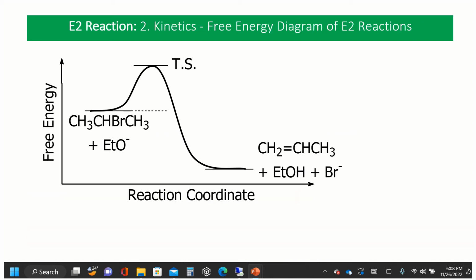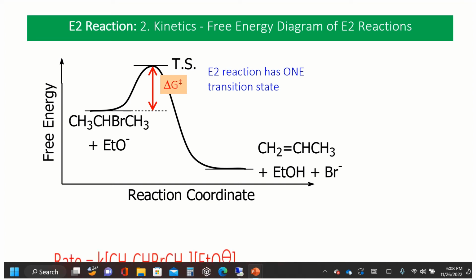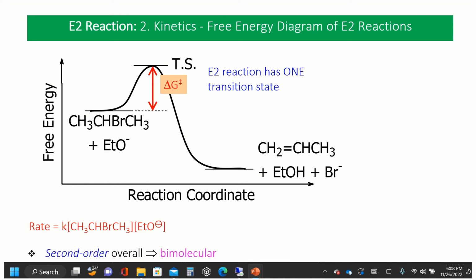Look at the kinetics, similar to the SN2 mechanism. We pass through one significant transition state. And of course, that delta G is determined by both the base and that of the alkyl halide, hence the second order overall.